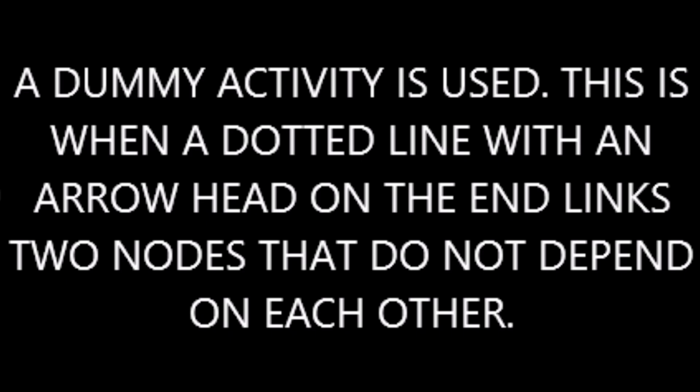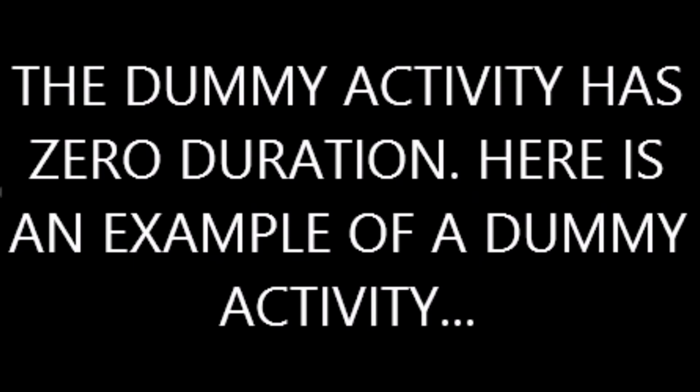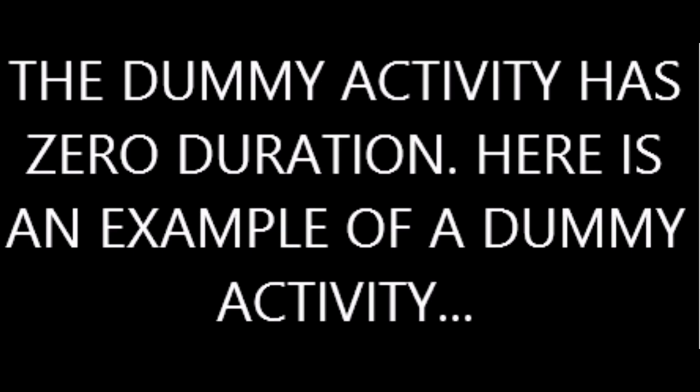Dummy activities. On any activity network, 2 or more arrows joining one node to another are not allowed. Example. A dummy activity is used. This is when a dotted line with an arrowhead on the end links 2 nodes that do not depend on each other. The dummy activity has 0 duration. Here is an example of a dummy activity.